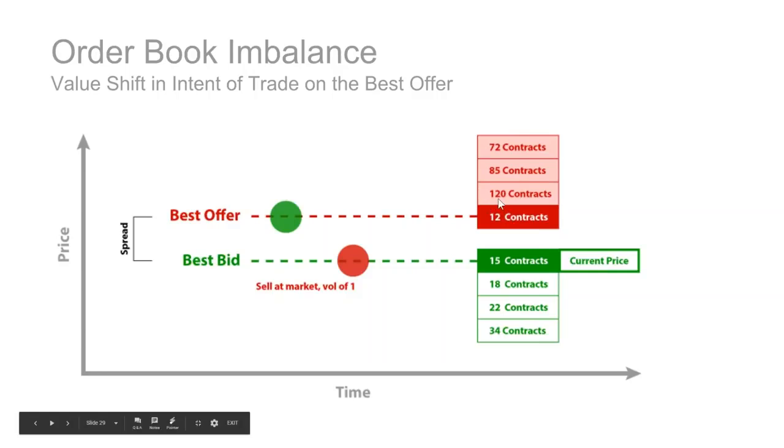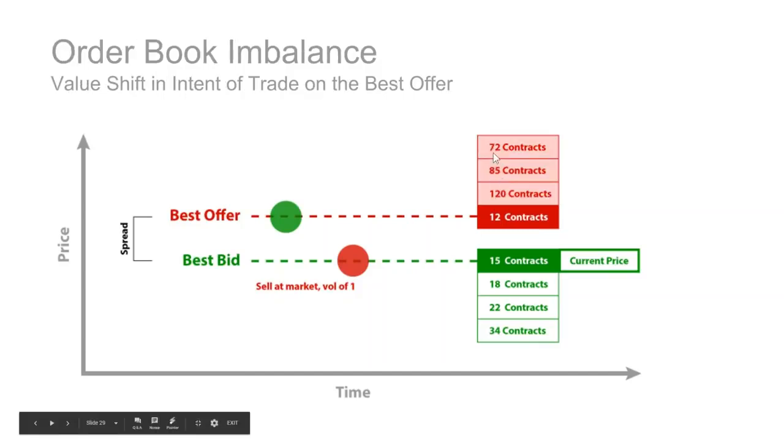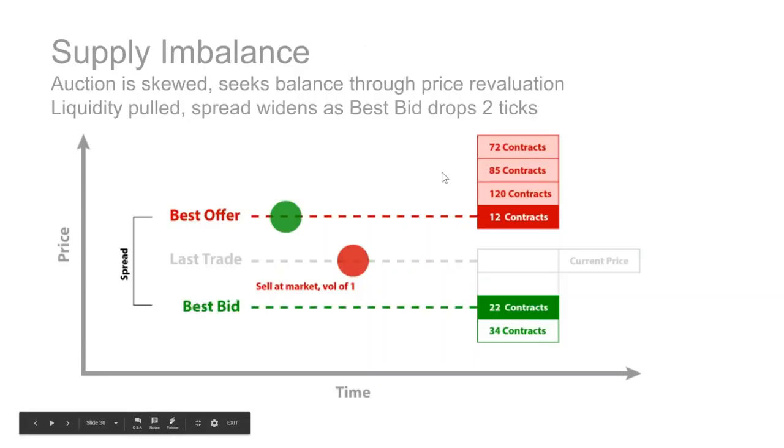120 contracts versus it was 16. Okay, 24 contracts and 32, they turned into 85 and 72. So we have a very heavy imbalance here in the limit order book. Okay, they're offering here with high contracts. Big contract size. How does that affect price?